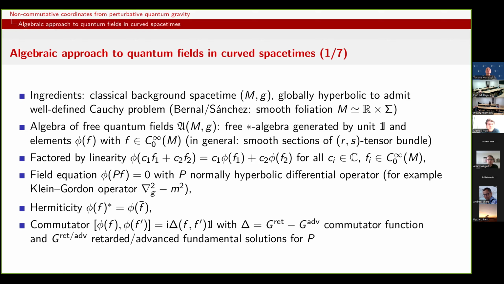If we have a real scalar field, we have to take the hermiticity condition, so the star operation just complex conjugates the test function f. And the last one, which is the condition that actually tells us that this is a quantum field, is the commutator. The commutator of phi of f and phi of f star is proportional to the identity operator with some numerical coefficient. This numerical coefficient is the smeared commutator function, delta of f and f prime. This commutator function is the difference between retarded and advanced fundamental solutions of the differential operator that we started with.